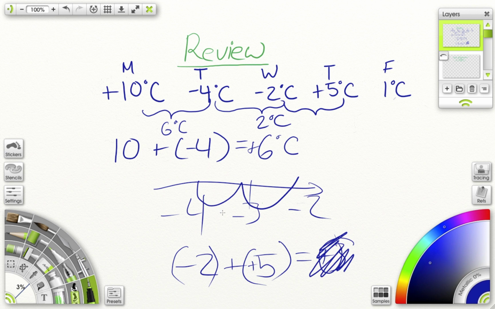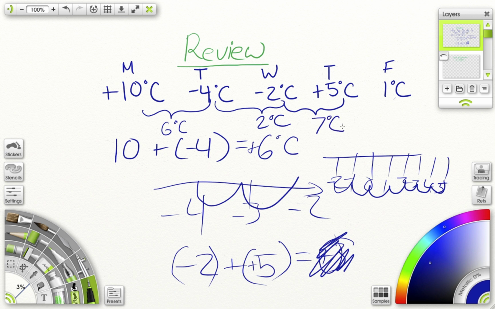The temperature difference between -2 and +5. So if I looked at my number line, 2, 3, 4, 5 is 1, 2, 3, 4, 5, 6, 7. It went 7 degrees up.